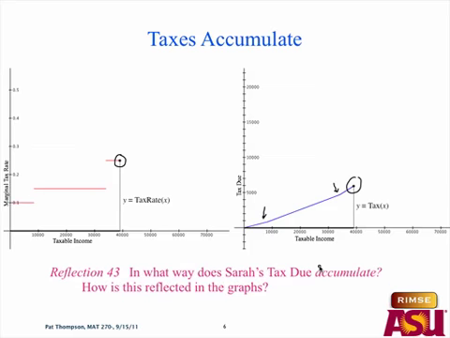In what way does Sarah's tax due accumulate? And how is this reflected in the graphs? The tax due still keeps a record of all previous tax rates. Because as you keep going along her taxable income, it keeps going up. It doesn't stop back at zero every time. It's connected the whole way. Good. What else?